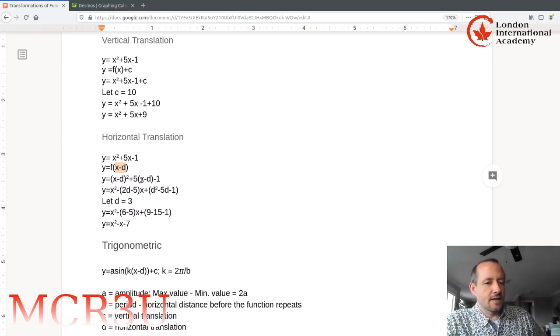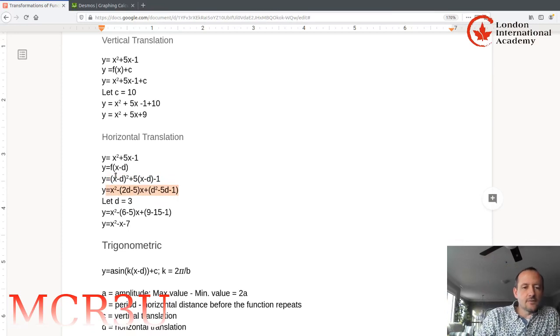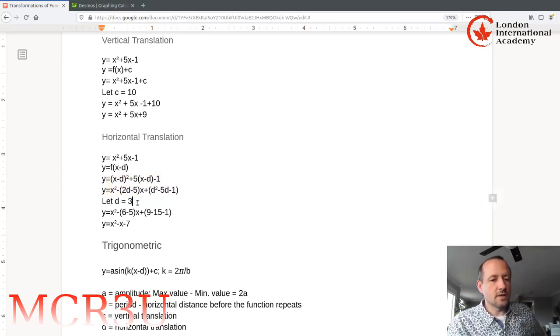Then we have a plus 5, which is negative times negative. There's the 5 times the x. And we have a minus d minus 1. So if you expand this, you get this. You might want to try that to make sure you can see how this expression is equal to this expression. So now we have a general form where we can put any value of d and find out what happens.